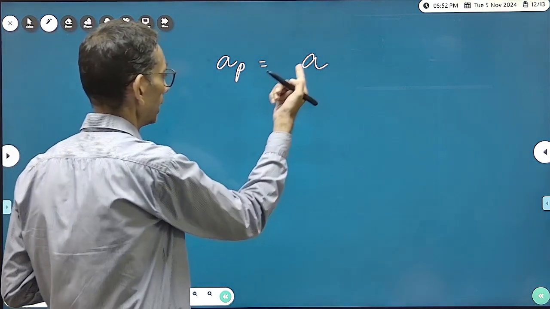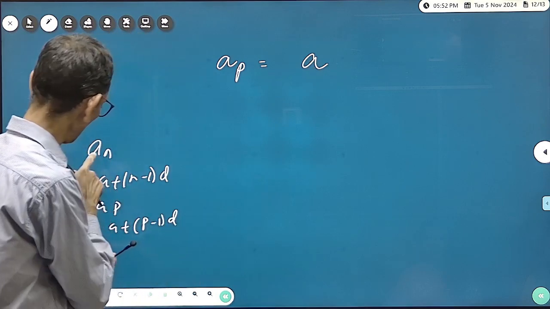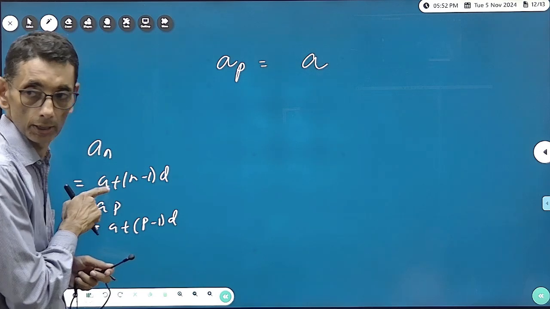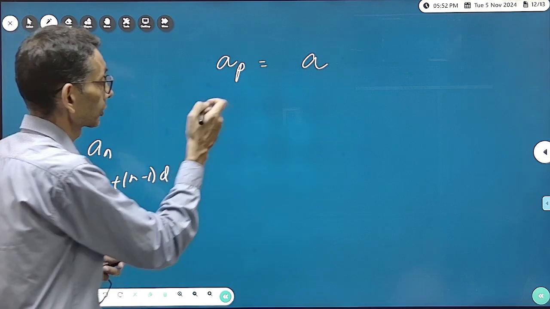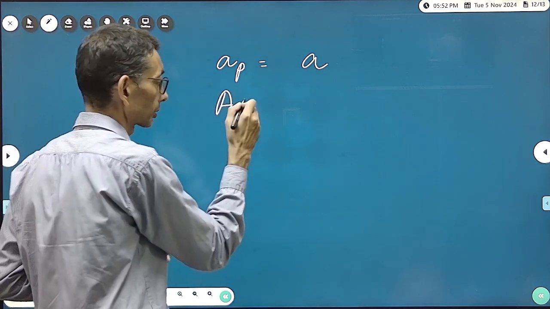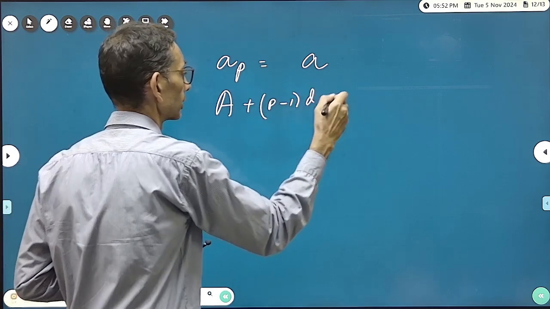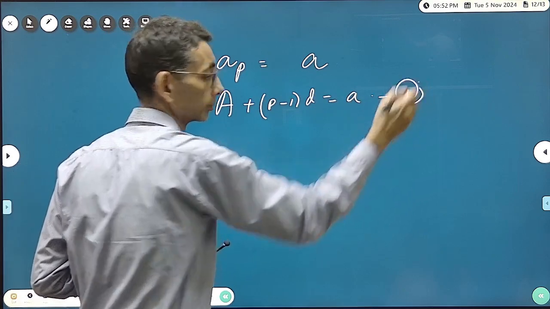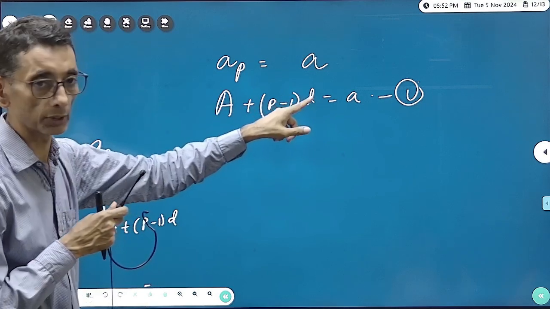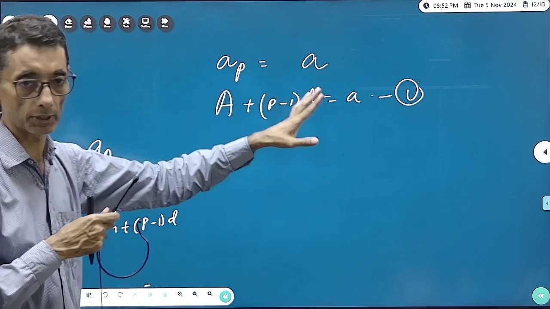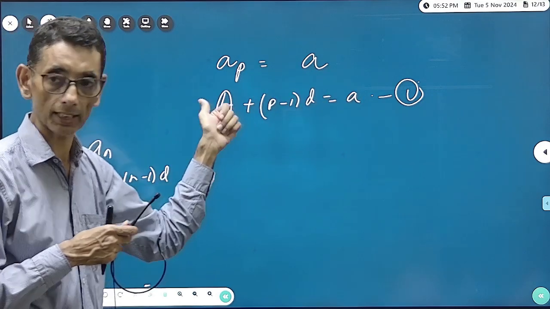Now on the right hand side capital A is already used, one symbol A is used. So when writing the nth term, you cannot use A two times. Therefore in place of A we will use another symbol, a small a. So n minus 1 becomes P minus 1, into D. This is equation 1. It is exactly the same formula, a plus n minus 1 into D, here with P, P minus 1 into D.